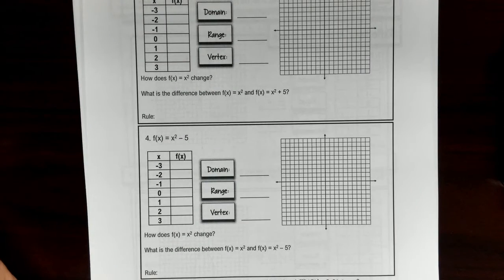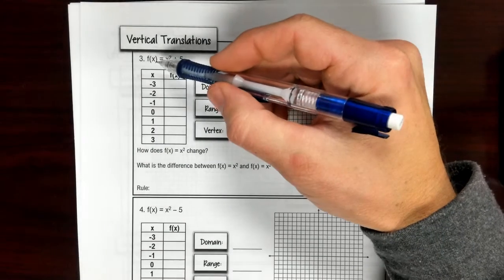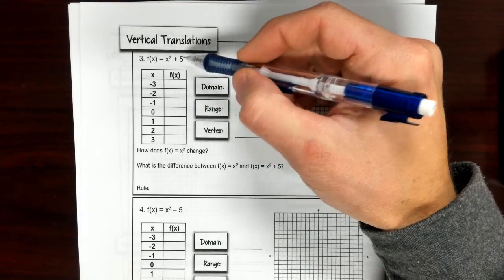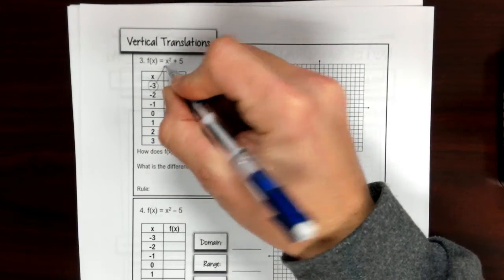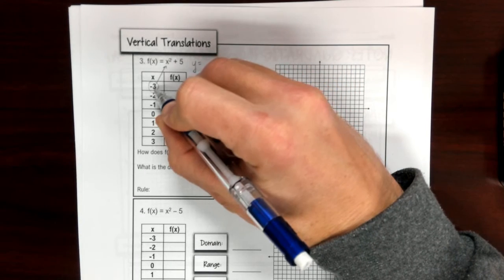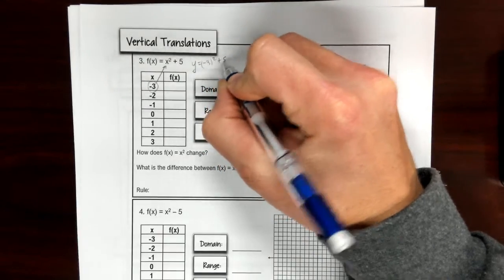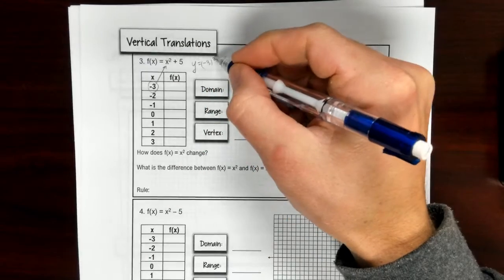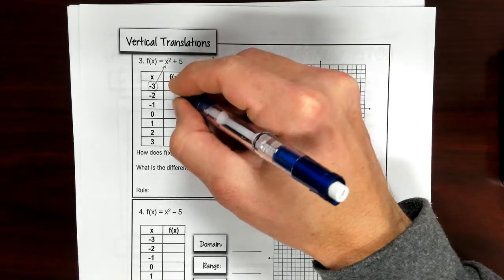Let's look at vertical translations. Okay, so now we are going to move the quadratic. So my first example is f of x, or y, equals x squared plus 5. Right, so again, what we're going to do is plug this in for x. So this is y equals x squared, but again, x is going to be negative 3, so negative 3 squared plus 5. Negative 3 squared is a positive 9 plus 5, that's going to give me a positive 14.